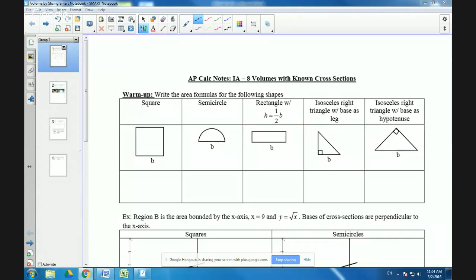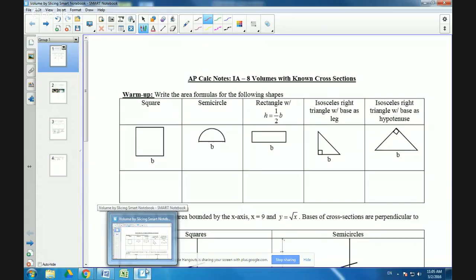Okay, volumes of known cross sections. I think you have a pretty good idea of what we're doing now, since you see your shapes, right? But we need to formalize it. Many of you have calculated approximate answers. We're going to work on the integral of that, so it's an exact volume. Okay. So what do we got for the square area here?